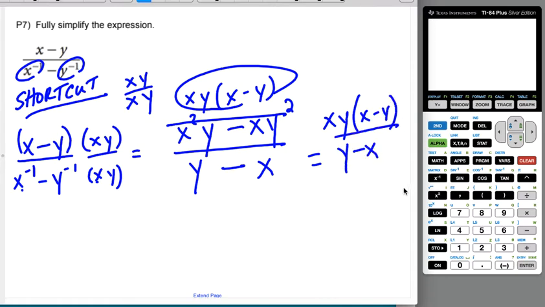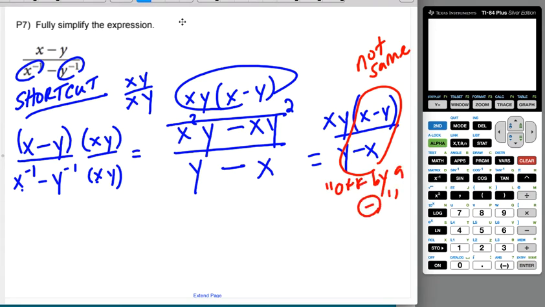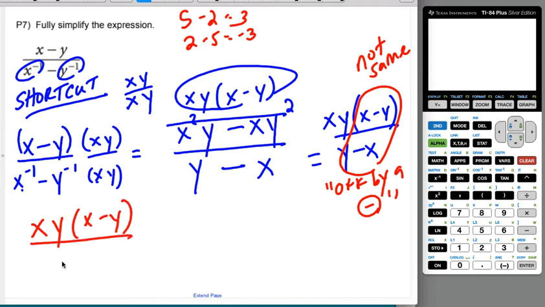Well, when you look at these two factors, they're not the same factor, right? So they're not the same. What they are is off by a negative. Because if you think about it this way, if I do 5 minus 2, I get 3. But if I do 2 minus 5, I get negative 3. That's not an accident. When you reverse the order of subtraction, you get the opposite sign. So what I can do is I can leave this x minus y on the top, but on the bottom, I could factor out a negative 1, and what I would have is an x minus y as well. These cancel, and I get negative xy.